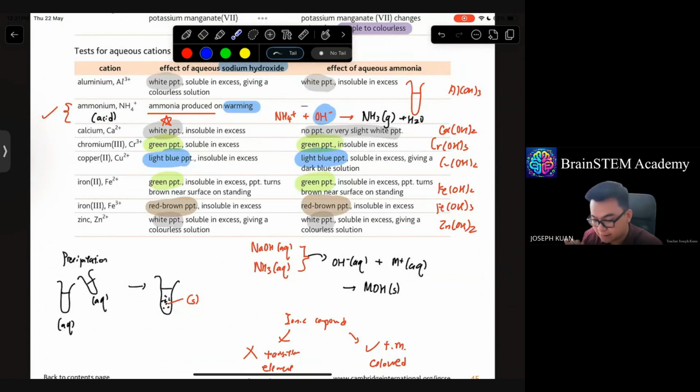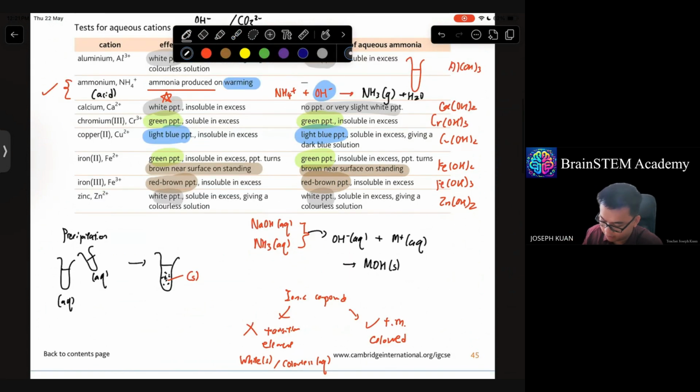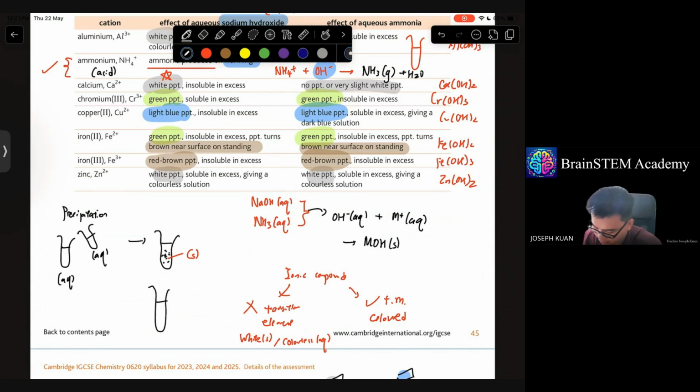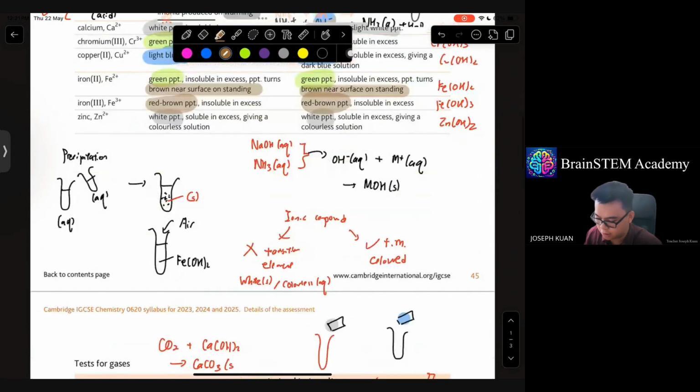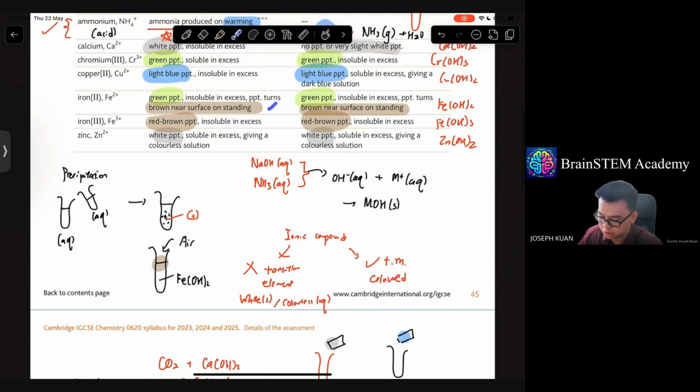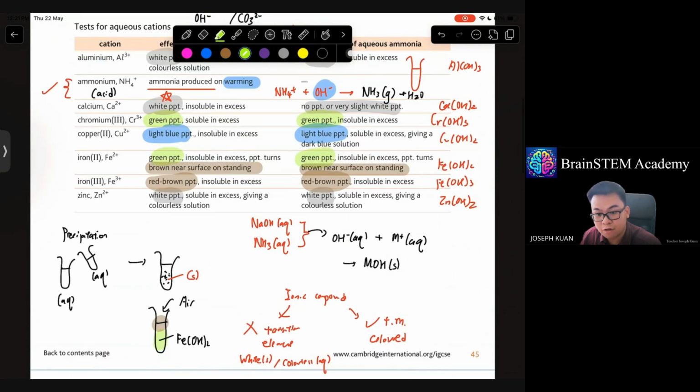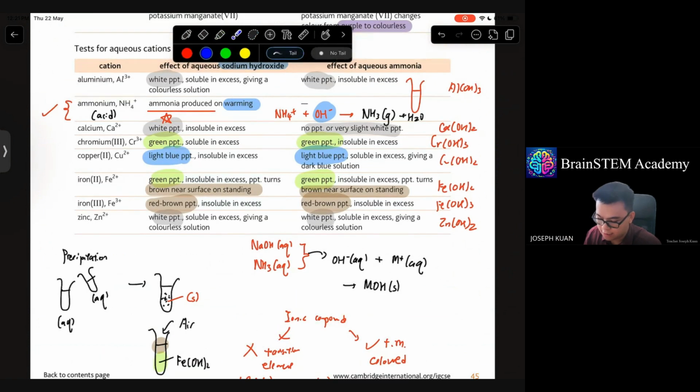So then here are some more details. What about how to differentiate chromium 3 and iron 2? Here's the thing. You see that here it specifically says that it turns brown near the surface on standing upon adding these solutions in excess. Okay, so here's how it works. Now, iron 2 hydroxide, as it's exposed to air, if you remember your redox chapter, iron 2 can get oxidized to iron 3. The brown substance here is actually iron 3 hydroxide. That's why it turns brown. So that's how you differentiate between chromium 3 hydroxide and iron 2 hydroxide.